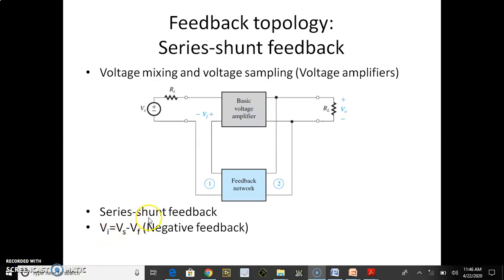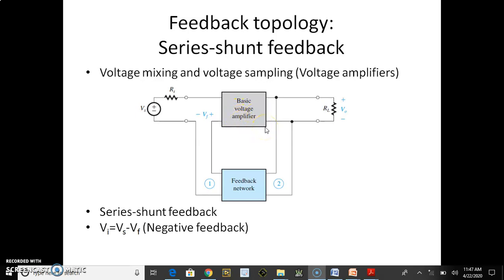This is one of the feedback topologies, which is called series-shunt feedback. In this series-shunt feedback, what we are doing is mixing the voltage and sampling the voltage. Since voltage is mixed and sampled, it has to be from an amplifier which accepts the input voltage and whose output is a voltage, which happens to be a voltage amplifier.